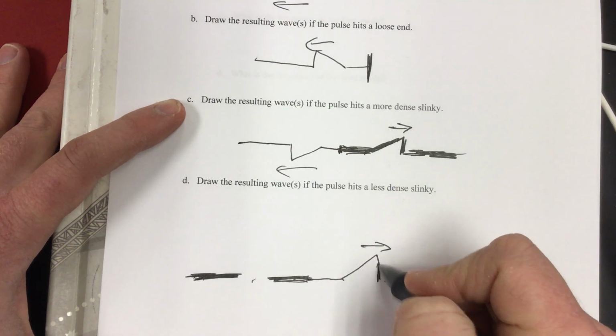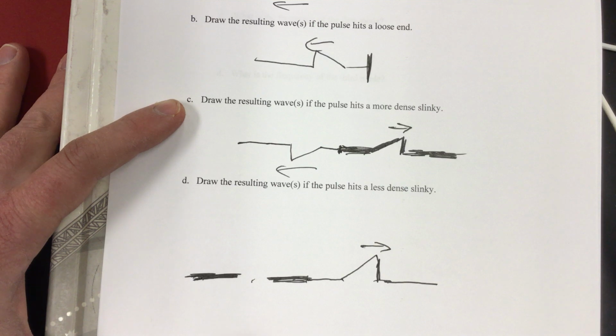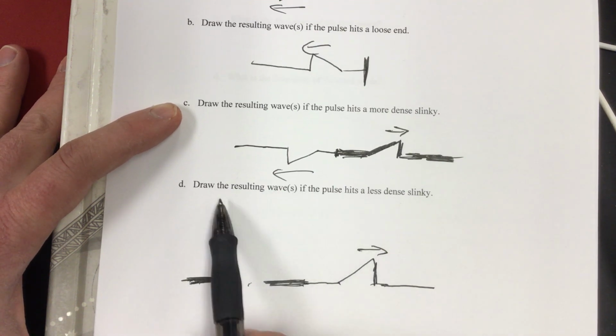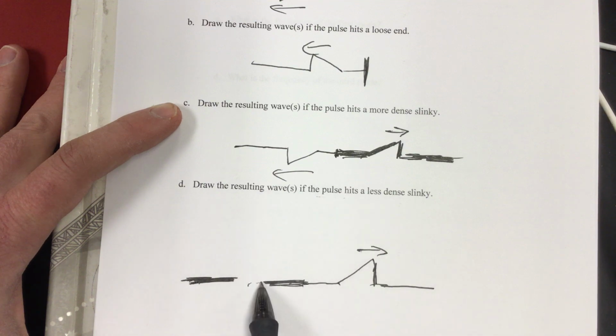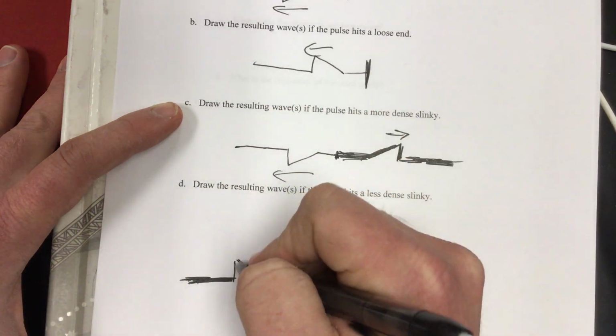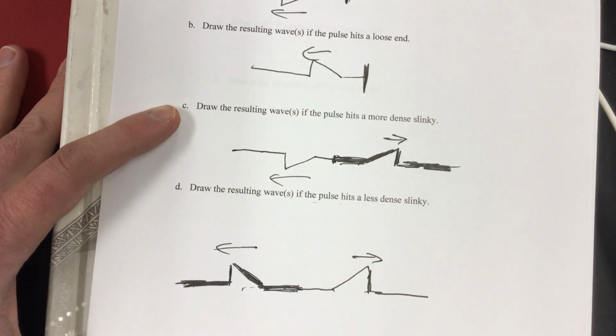Very good. Make sure you can see that that's the front edge. And then how does it reflect? Well, since it's going from heavy to light, it's going to act as a loose end, or same side, so it'll be up on top over here. It doesn't flip to the other side. And there you go.